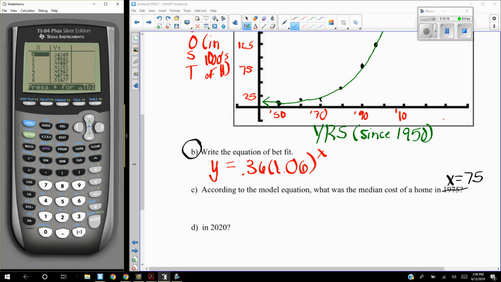So second graph. You can do this two ways. You can scroll down until you get to 75. That'll take a while. The quicker way to do this is to press second window, and you can tell the table where you want it to start. So we want it to start at 75. We want it to count by ones, and then go back to the table. Second graph, and then immediately it takes us to the year 1975. The median home price is approximately $29,368.